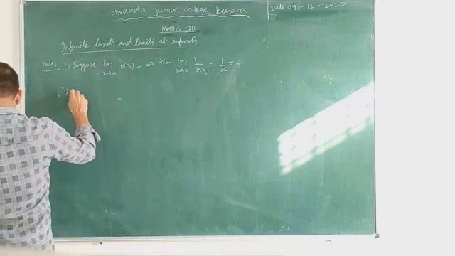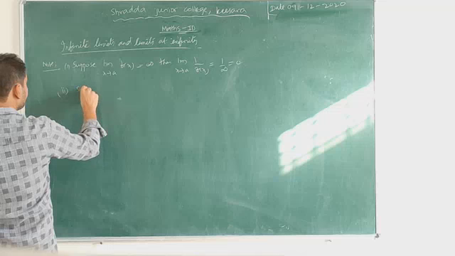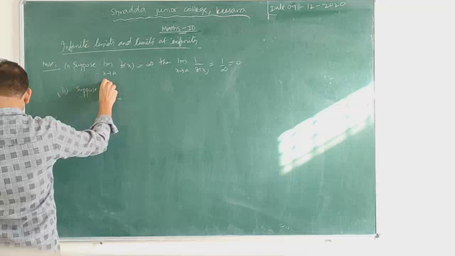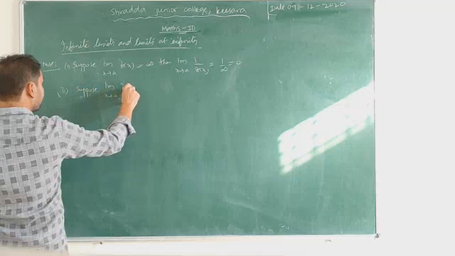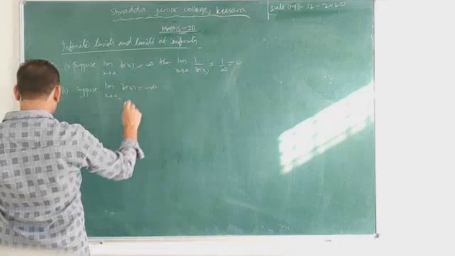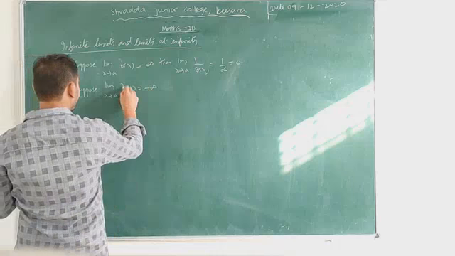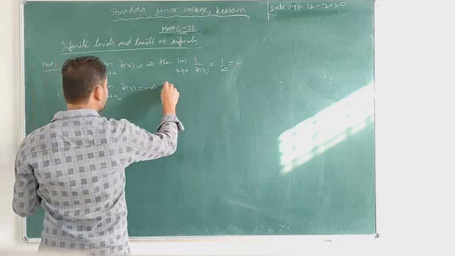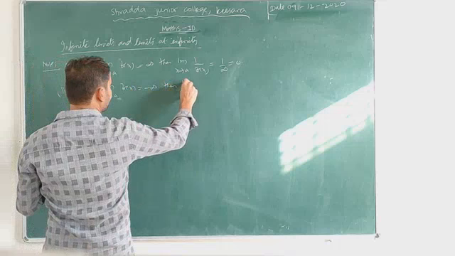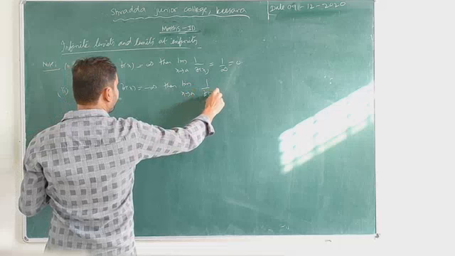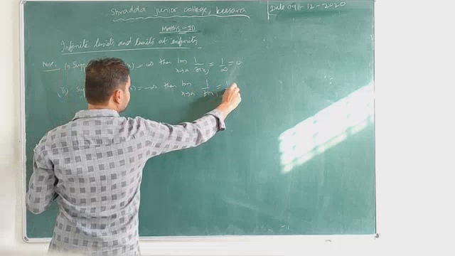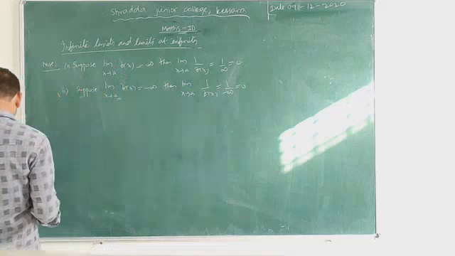And the second one, suppose limit x tends to a, f of x equals minus infinity, then limit x tends to a, 1 by f of x means 1 by minus infinity. This is also equal to 0.